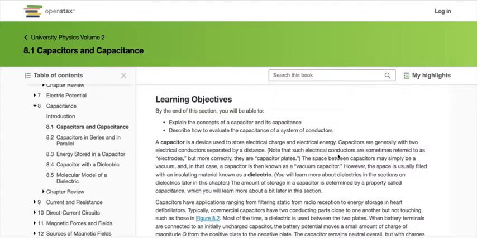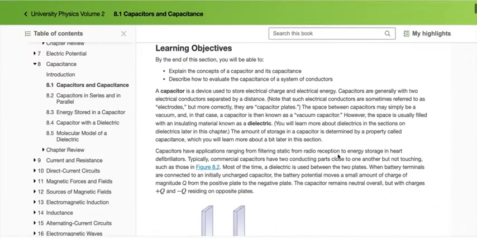Okay, let's talk about capacitance. So capacitors are devices used to store charge and store electrical energy. That's the main thing you need to get from this. Capacitors store charge and they store energy.